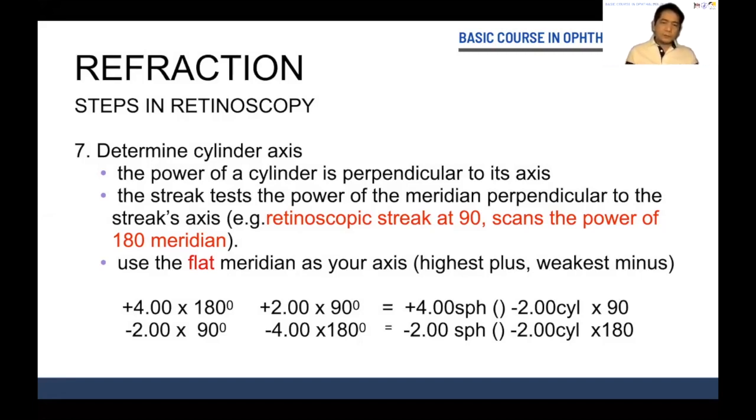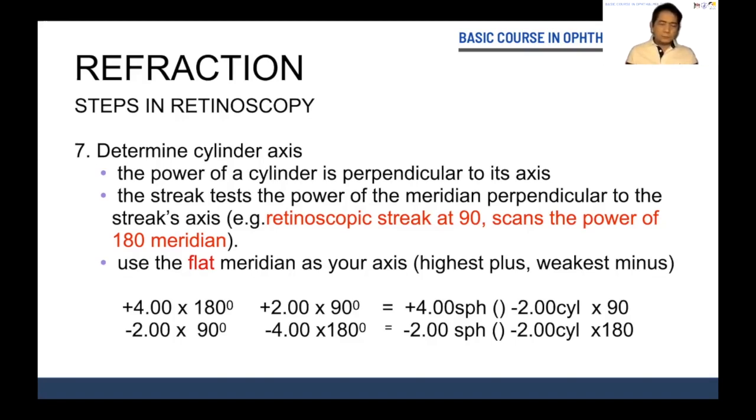So for example, your retinoscopic streak is positioned at the vertical meridian, or at 90 degrees. Your movement of the streak is sweeping it right to left, or horizontally. So in doing so, you are actually scanning the power of the 180th meridian. Okay, so use the flat meridian as your axis. That is the highest plus and the weakest minus.